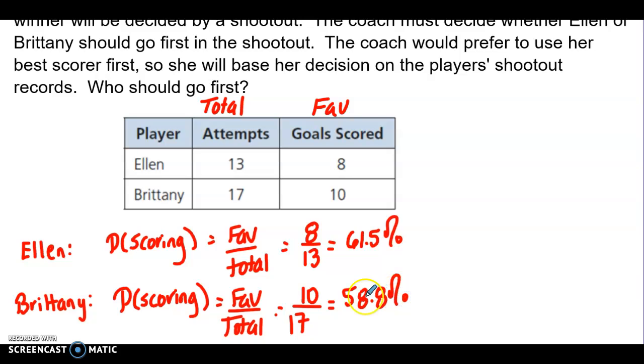The coach wants to choose her best scorer. Ellen has the higher probability of scoring, so she should choose Ellen.